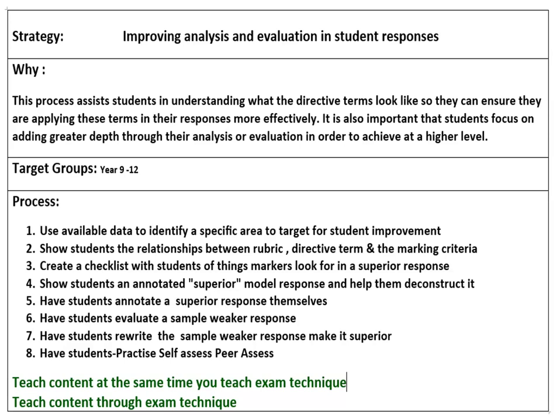So what we need to do when we're looking at setting up this process is use available data to identify a specific target or a specific area to target for student improvement. We want to show students the relationship between the rubric, the directive term, and the marking criteria. And I've put together some samples to show you of ways that you can do this.